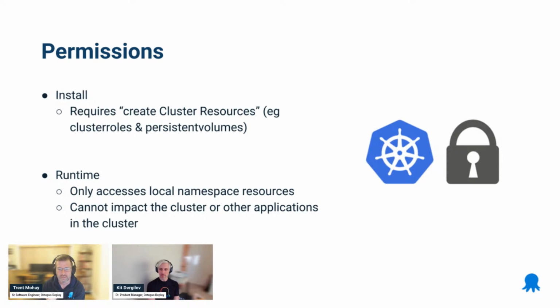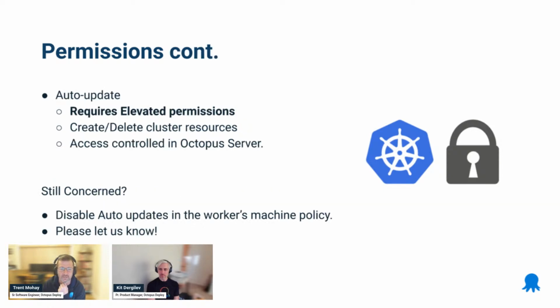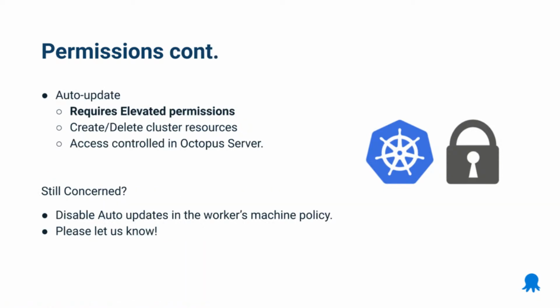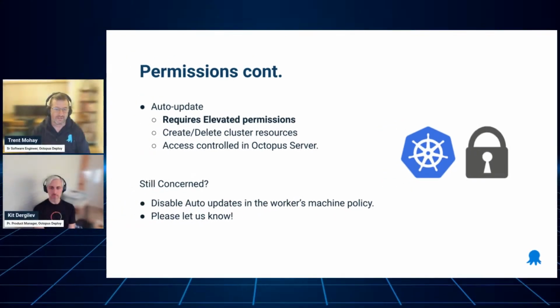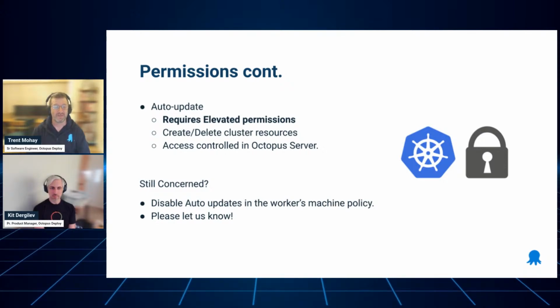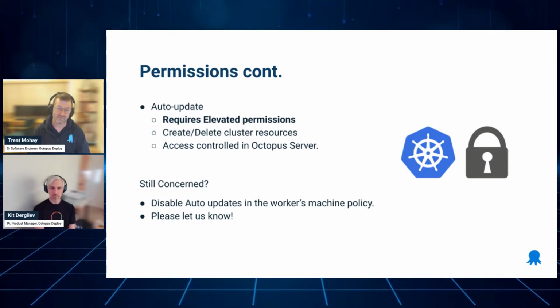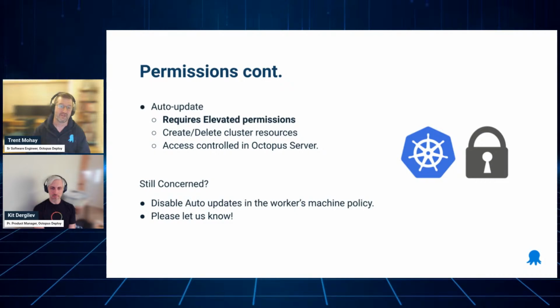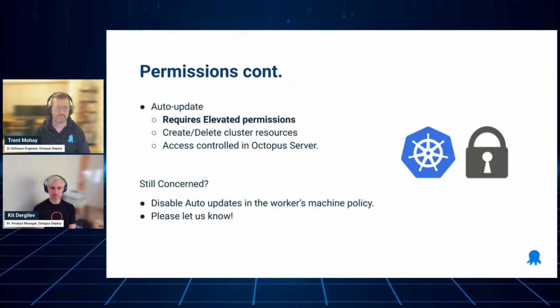But the third one that is worth considering is during our auto update. Now, obviously, an update is very similar to an installation. So when we do this update and we install a new Helm chart, we're probably going to need to make some more cluster resources, which means that our auto update process needs elevated permissions again.